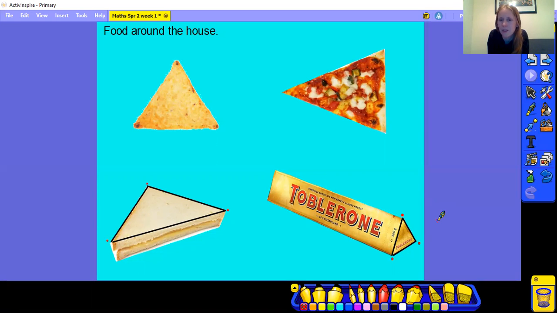I can see a circle. Have a look at the O. It's a circle shape. It has one curved side that goes all the way round. Well done if you spotted that too.